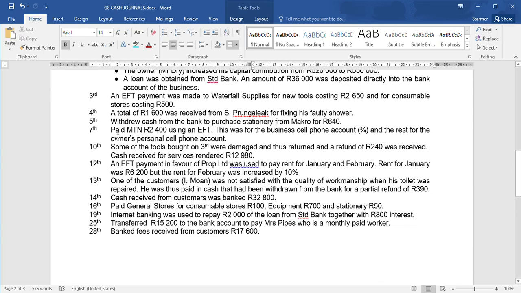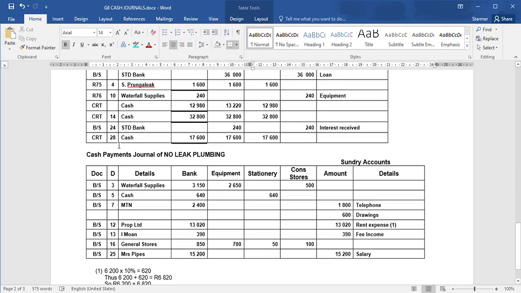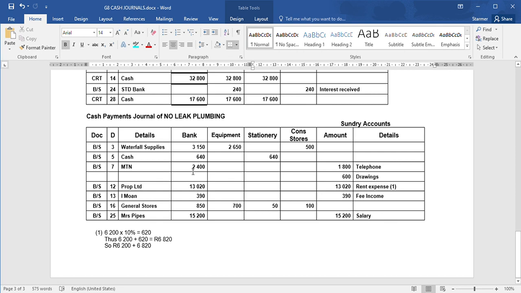Then paid MTN 2,400 using an EFT. It was for the business cell phone account and the rest for the owner. So one payment is being made to MTN here, 2,400. The business cell phone will get regarded as telephone, and we don't have a telephone column here, so we have to write here. And to get that 1,800, you take 3/4. So divide by 4 times 3, you get 1,800.